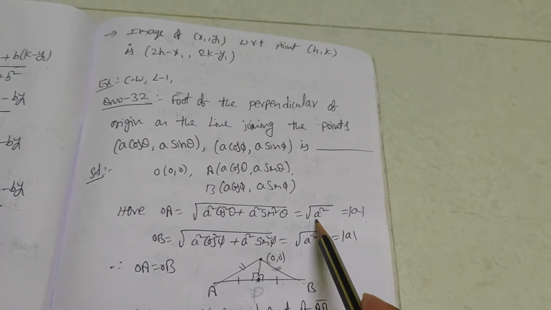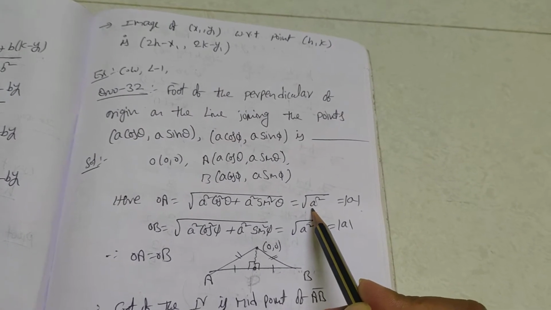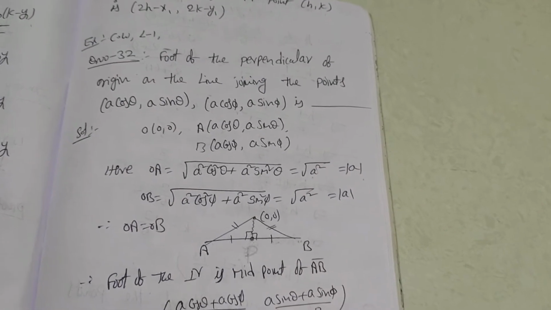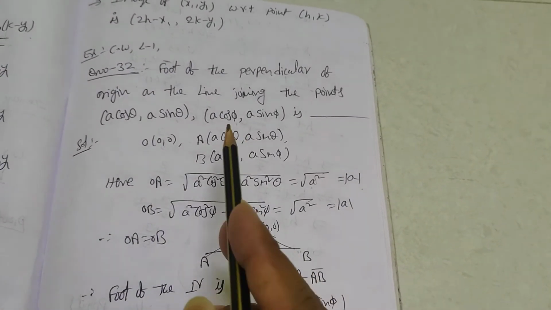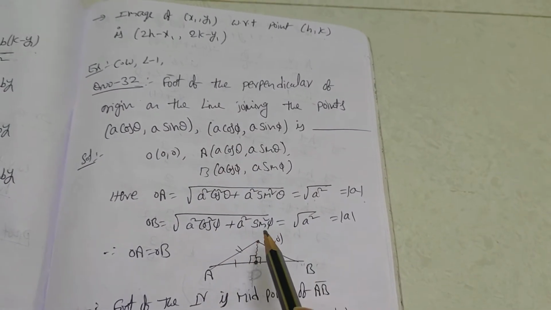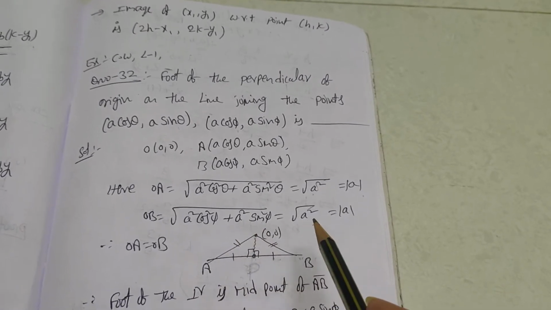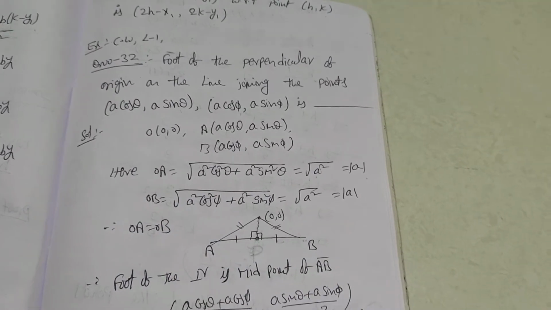If you know the number, for suppose root of 3 square, 3 we have to write; root of 4 square, 4 we have to write. But here it may be positive or negative, we don't know, so we have to write modulus of a. And OB is equal to, same procedure, a square cos square phi plus a square sin square phi. A square common, cos square phi plus sin square phi is also 1. So root a square is equal to mod a. So OA is equal to OB. That is the procedure.